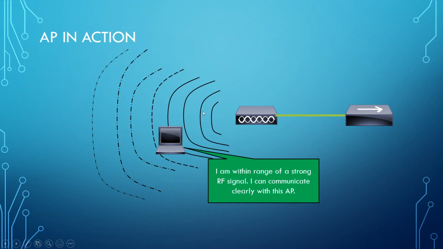These lines are going to be the waves that the access point is generating. This is going to be the RF signal. As you can see, the closer you are to the AP, the stronger the signal is. The further you are away, the weaker the signal is. In this case, Bob has a wireless laptop. He's within range of the RF signal, so he's receiving a strong RF signal and he can communicate clearly with his AP.